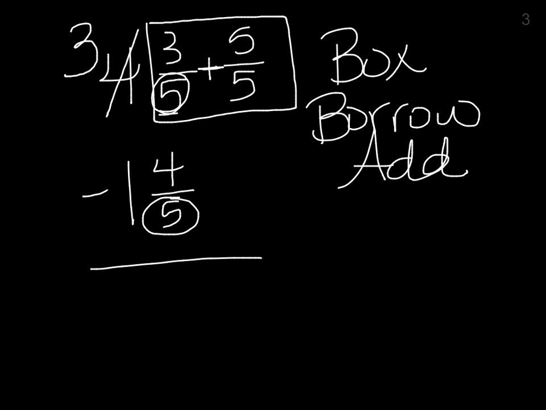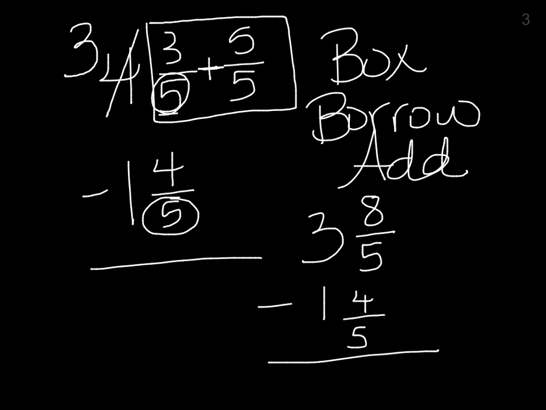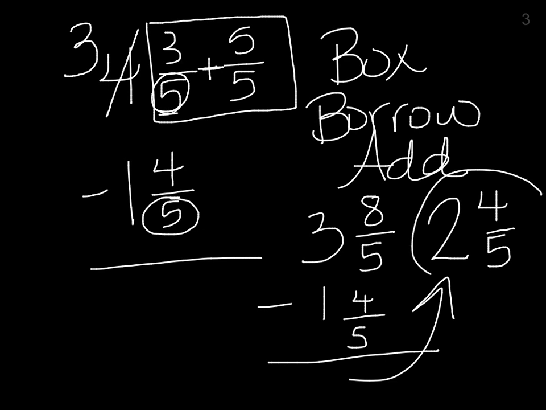Now I'll rewrite the problem. The box is there to remind me that I'm adding. What is 3/5 plus 5/5? 8/5 minus 1 and 4/5. And I ran out of room, so I'm going to come up here. What is 3 minus 1? 2. What is 8/5 minus 4/5? Can 4 over 5 be reduced? Yes or no? No. So I'm done.